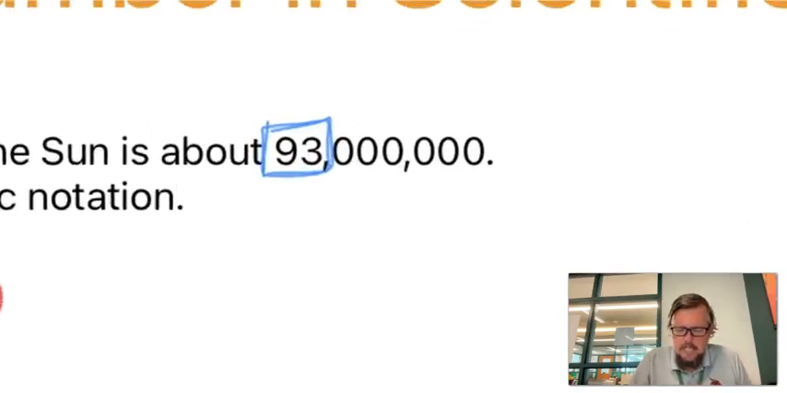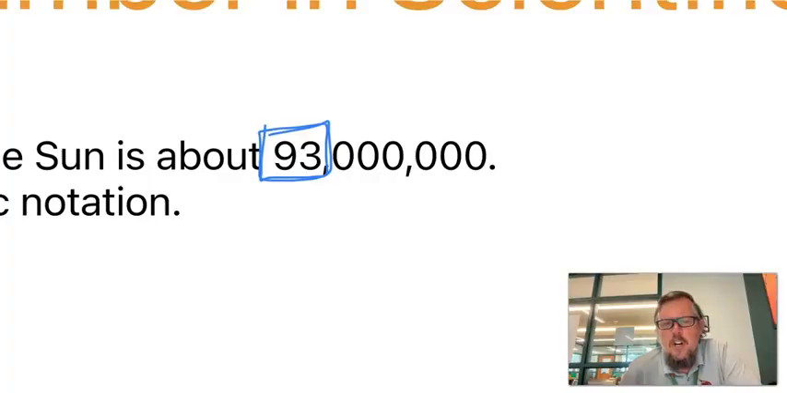So let's go in and zoom in real close on our 93 million number. If we put this decimal right here, right in between the 9 and the 3, which is where we put it, how many times would we have to move the decimal to get to the end of this number? The end of this number is right here where the period is. How many spaces would we have to move that number?